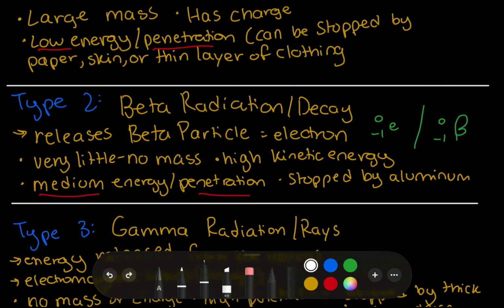This type of radiation releases a beta particle, also basically just an electron. And we can see this again in the same table where it's presented by an electron, or the symbol E. These types of particles have very little to no mass, they have a high kinetic energy, but they have a medium energy or penetration, and they can be stopped by aluminum.